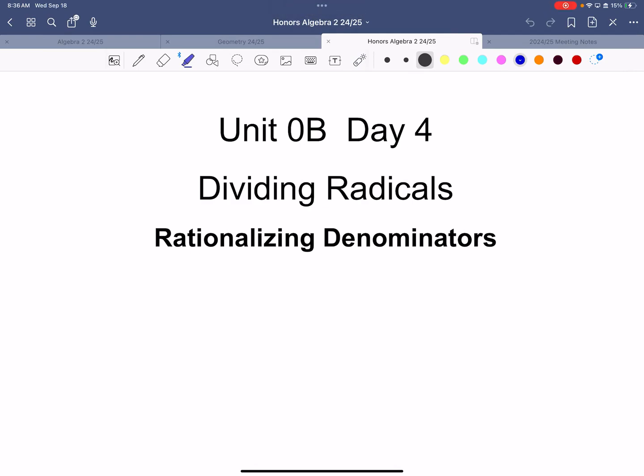Yesterday we talked about how we can't have radicals in the denominator. What we were able to do yesterday when we were looking at the problems is the denominator was always a perfect square, or we could reduce the fraction and it kind of went away in the denominator. So that denominator wasn't a radical.